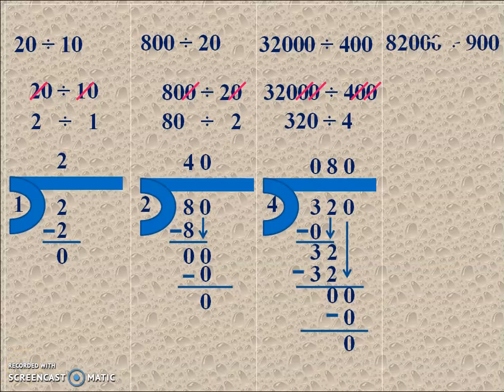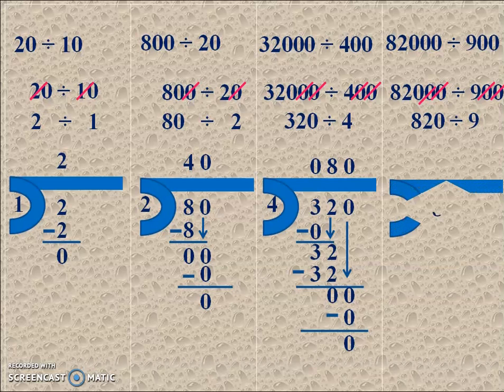And our last but not the least example is 82,000 divided by 900. So we can again cancel the zeros. We cancel an equal number of zeros from both sides. So we got 820 divided by 9. Then we change its format by writing its dividend and divisor in its correct places.